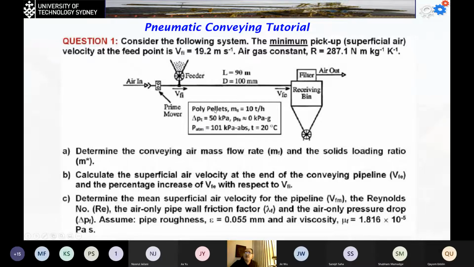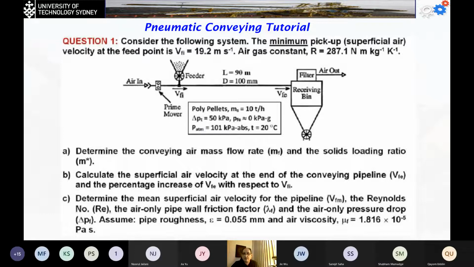Definitely this type is going to be the positive mover because it's going to be before the feeder. The poly pellets mass flow rate is given as 10 tons per hour, and the delta PT is going to be 50 kilopascal. The PFE is going to be almost 0 kilopascal gauge. The atmospheric pressure is given as 101 kilopascal absolute, and the temperature is 20 degrees. From this, we need to use the previous equations to find the following.